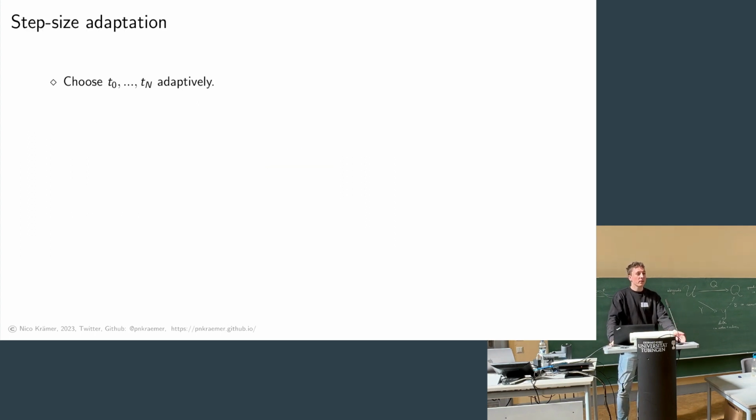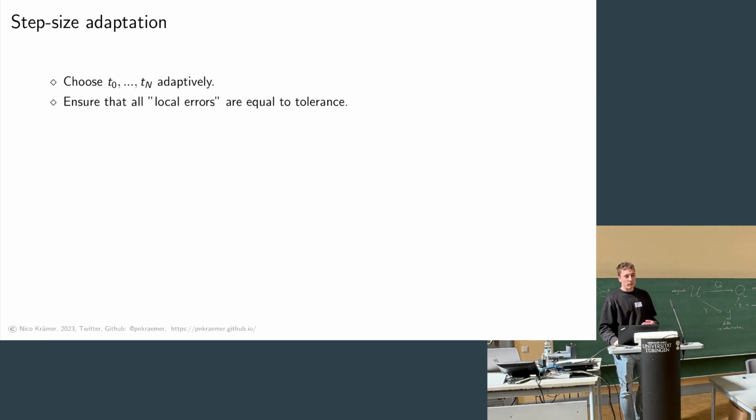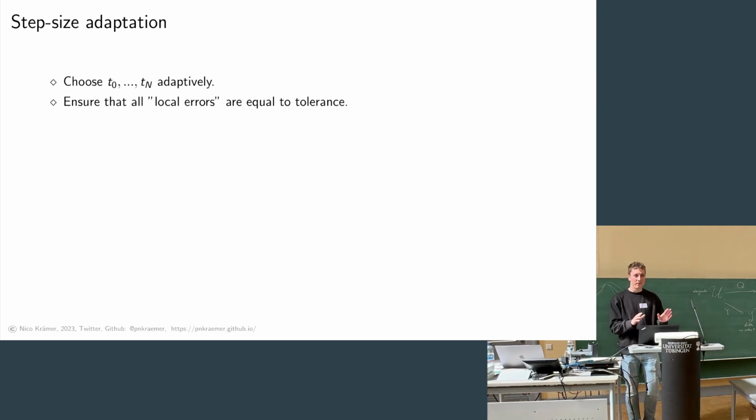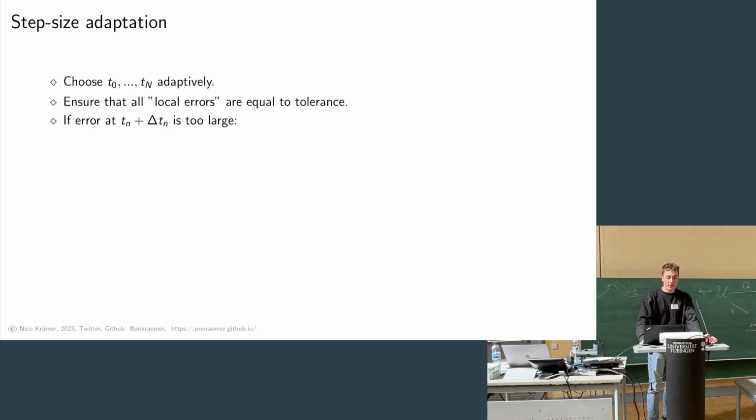Well, usually ODEs are solved adaptively. That means we start at time 0, and then we iterate through time, and we always accept and reject steps until we're happy with some tolerance. So we want to find some grid that ensures that all local errors, and local is in quotation marks here because you don't really know what local means, it's just a very specific error definition, should be equal to some tolerance. And if we have made a step, if we have an error estimate, and we know that the error at time t plus delta t is too large, then we basically reject our step.